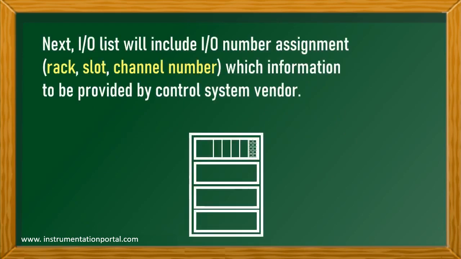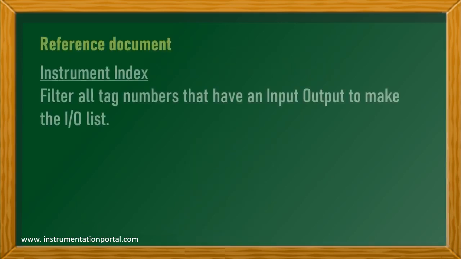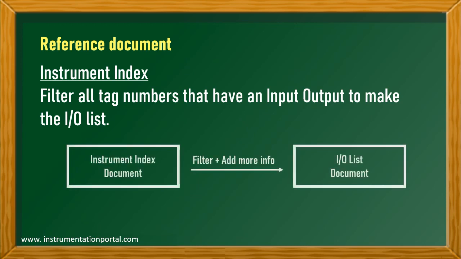In the next step, input-output list will include I/O number assignment, such as rack number, slot number, channel number. This information will be provided by control system vendor. For preparing input-output list, we need instrument index as a reference document. Filter all tag numbers in the index that have an input-output to make the I/O list.